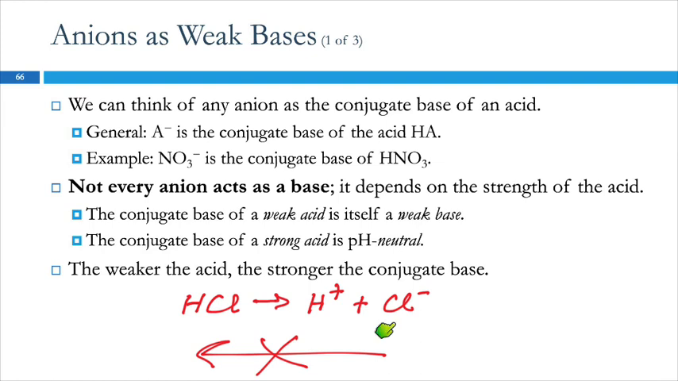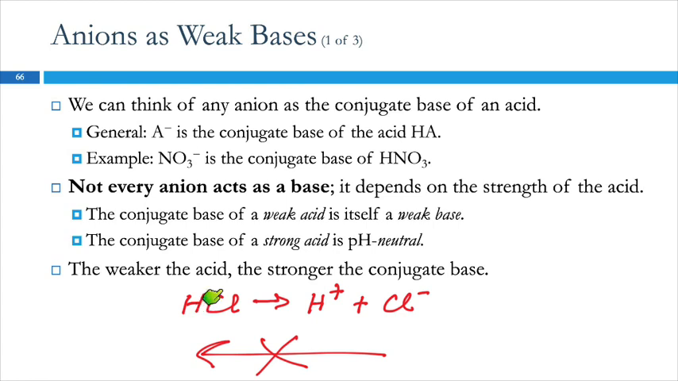So this is the conjugate base of a strong acid. It has no affinity for the hydrogen ion. It has no ability to take up a hydrogen ion. So this is not going to act as an acid or a base in solution. It's not going to affect the pH of the solution. Does that make sense?